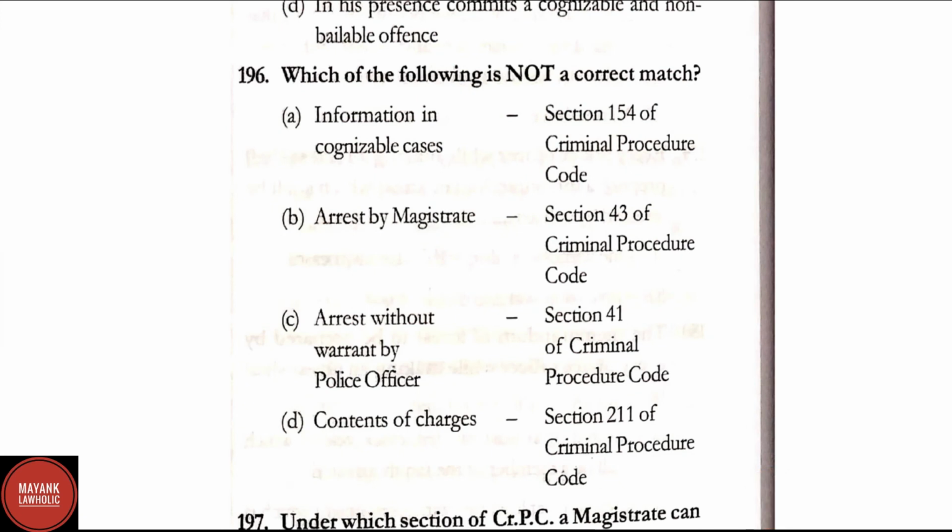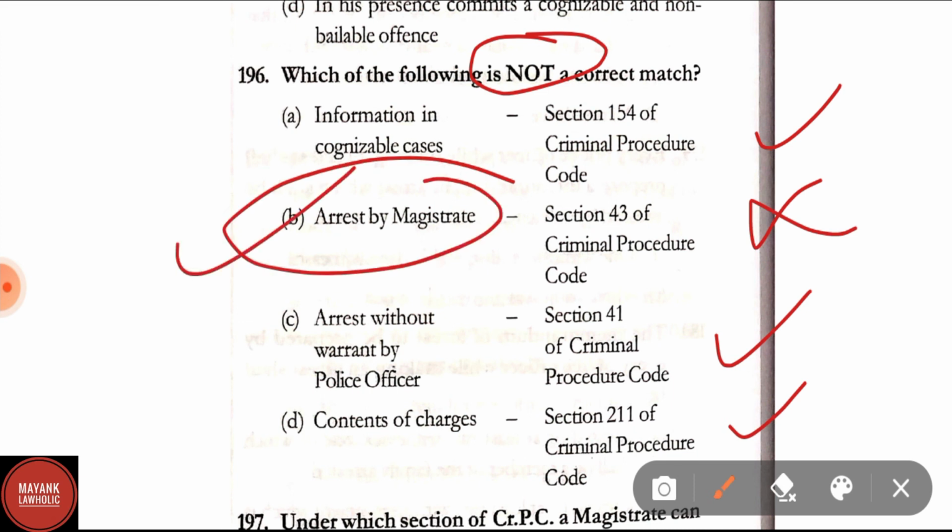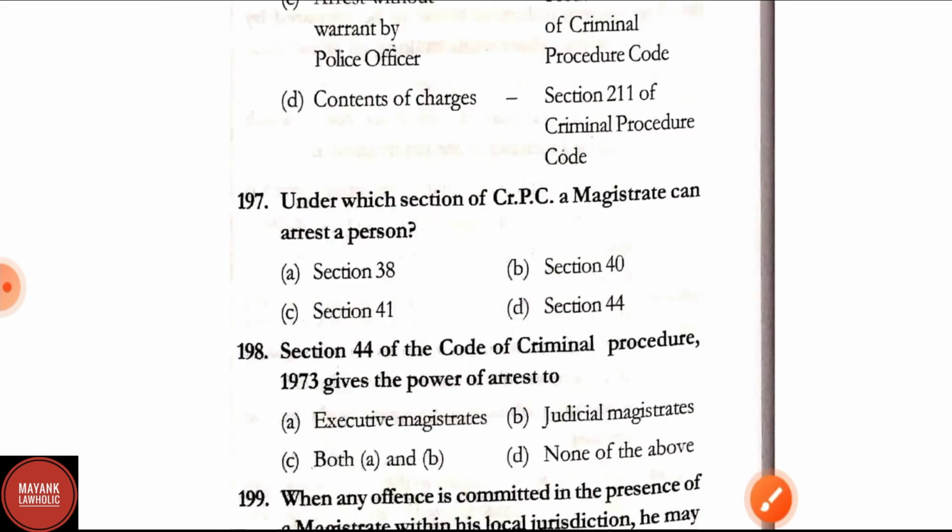Question number 196. Which of the following is not a correct match? Option A, information cognizable cases, section 154 of Criminal Procedure Code, arrest by a magistrate, section 43 of the CrPC, arrest without warrant by police officer, section 41 of CrPC, contents of charge, section 211 of CrPC. Here in this question it has been asked which of the following is not correct. Arrest by magistrate is not a correct match, therefore B will be the right answer.